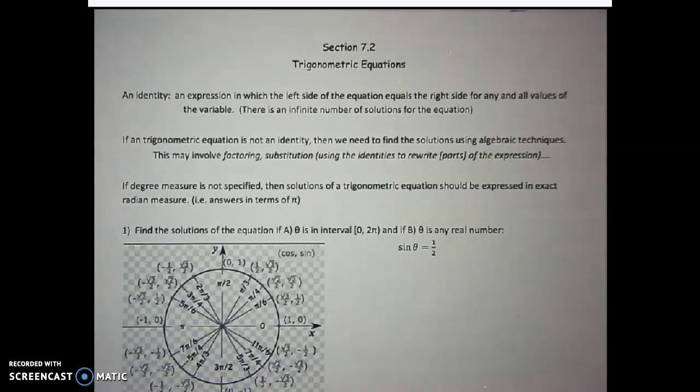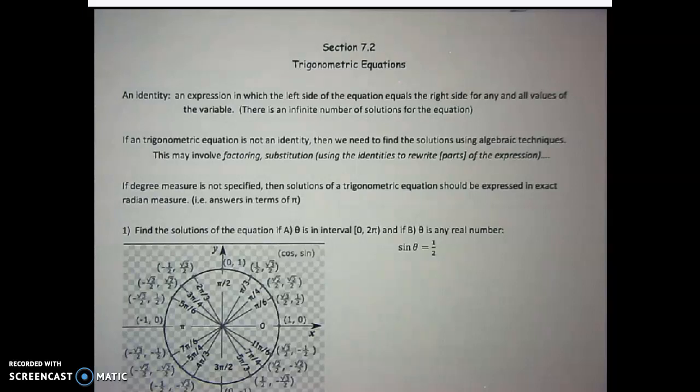Section 7.2 is about solving trigonometric equations. So in 7.1 we were verifying identities, and an identity is an expression in which the left side of the equation equals the right side for any and all values of the variable. In other words, there's an infinite number of solutions for the equation.